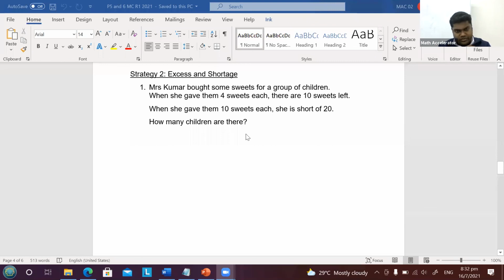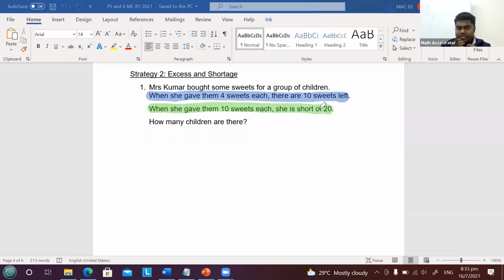Okay, so let's read the question. Mrs. Kumar bought some sweets for a group of children. When she gave them 4 sweets each, there are 10 sweets left. When she gave them 10 sweets each, she is short of 20.